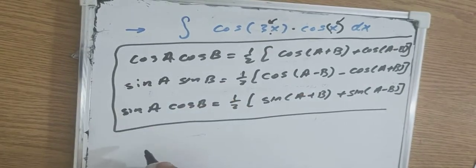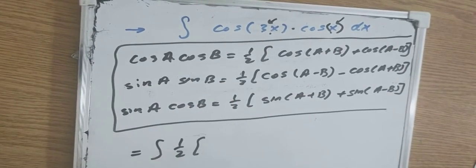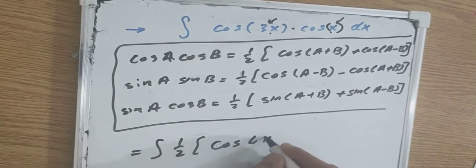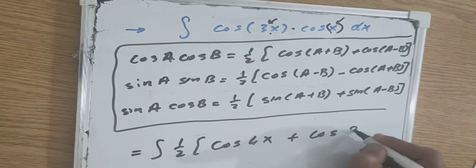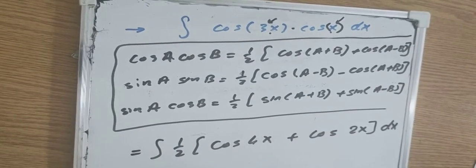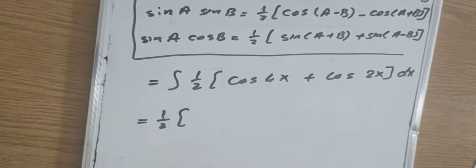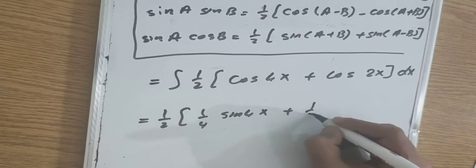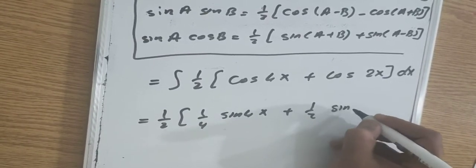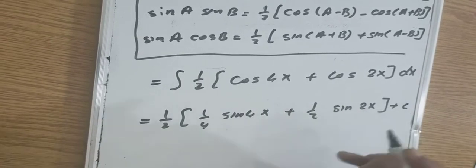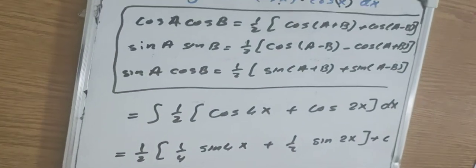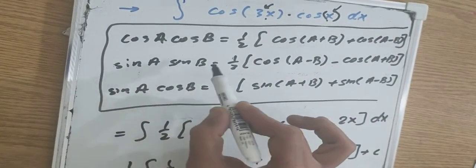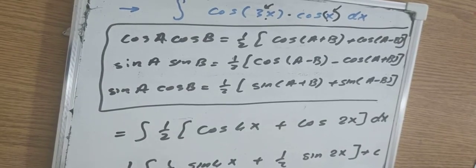So if we think about this identity, our integration will be half cosine the sum, which is 4x, plus cosine the difference, which is 2x dx. Now half is outside, and the integration of cosine 4x will be sine 4x times 1 over 4 plus the integration of cosine 2x, which will be sine 2x times 1 over 2, plus c. So if we have the product between cosine cosine or cosine sine or sine sine with different angles, we can use these three identities to change the product to a sum and then integrate.